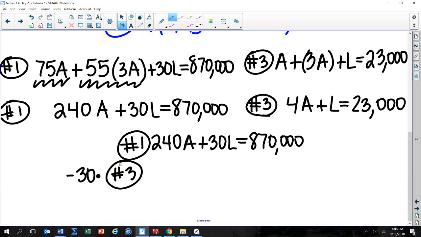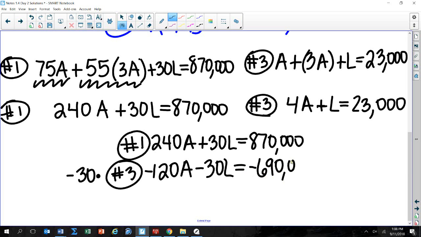So what's 4 times negative 30? Negative 120A. L times negative 30 is the minus 30L. That's what we wanted. And then 23,000 times negative 30. I have negative 690,000. Is that what you guys get? Yeah. Thank you. Negative 690,000. We'll add those guys together.